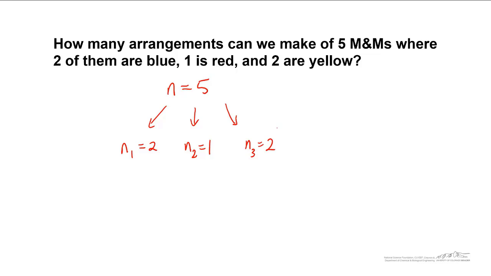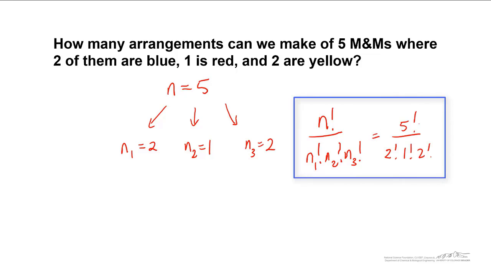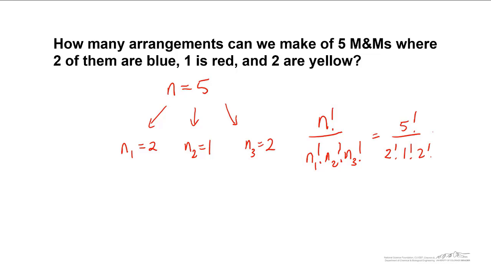The number of ways that you can arrange this, permutations of similar objects, is n factorial divided by n1 factorial divided by n2 factorial divided by n3 factorial, which equals 5 factorial divided by 2 factorial divided by 1 factorial divided by 2 factorial. And when you do the math, there are 30 ways to do this. So this is going to help us in a minute when we derive the multinomial distribution.